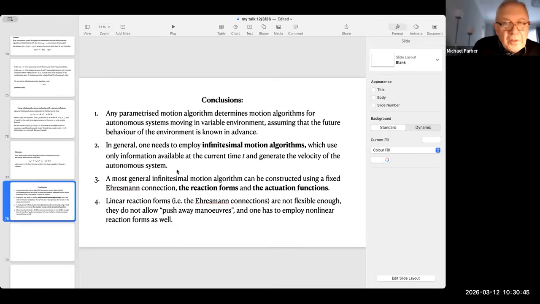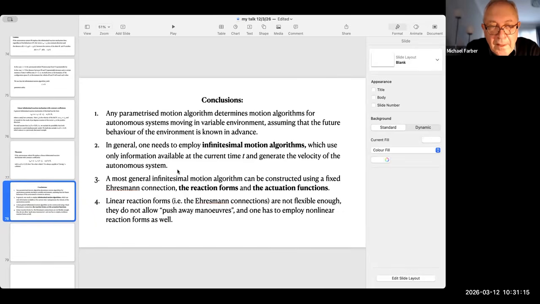I'll just go to conclusions. So first of all, we showed that any parametrized motion algorithm determines a motion algorithm for autonomous systems moving in a variable environment, assuming that the future behavior of their environment is known.